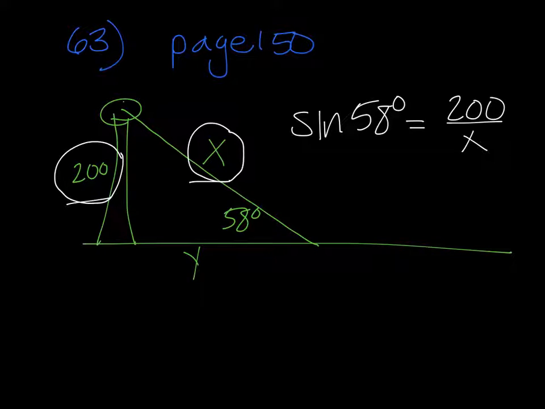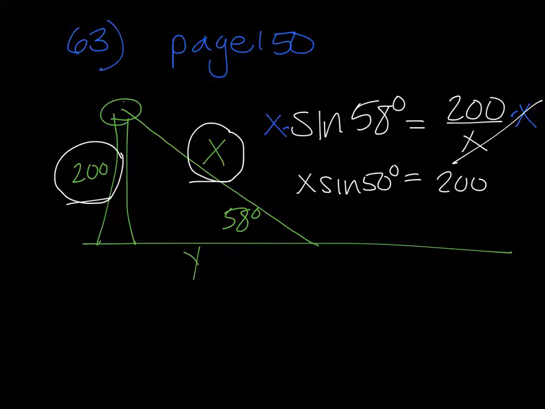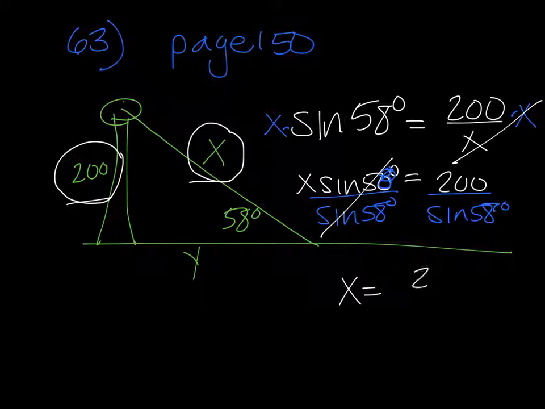And once you have that set up, you have to get x out of the denominator. So I'm going to multiply both sides by x. So now we have x sine of 58 degrees equals, the x's cancel out, 200. And then we have to get rid of the sine of 58 degrees. It's not a good color, okay, I will switch. So then we have x equals 200 divided by the sine of 58 degrees. And just make sure your calculator is in degrees when you do this. Okay?